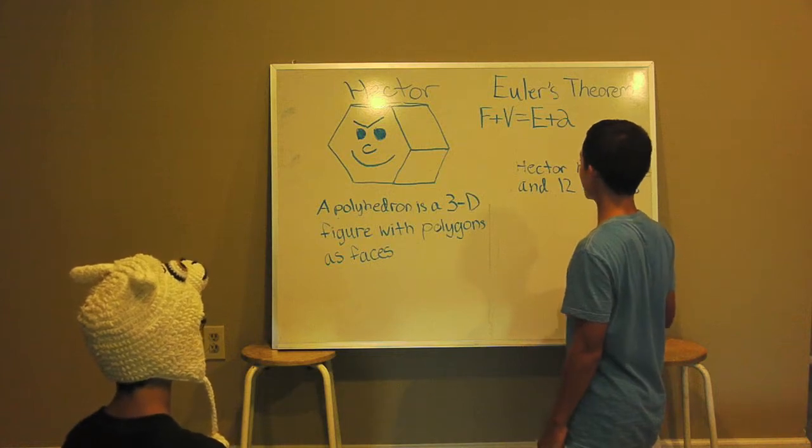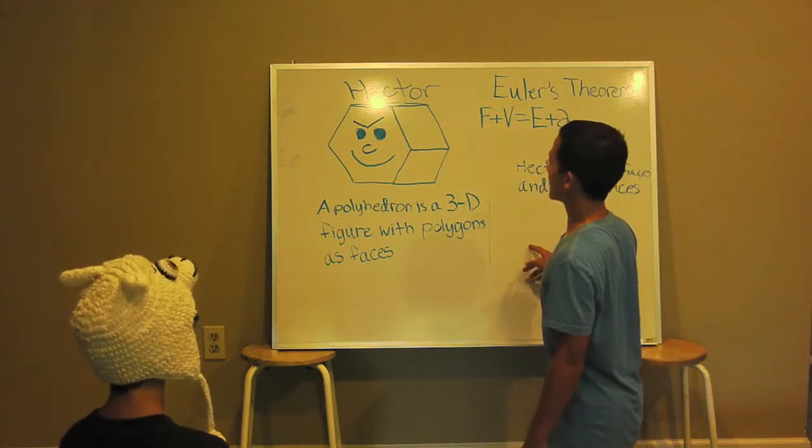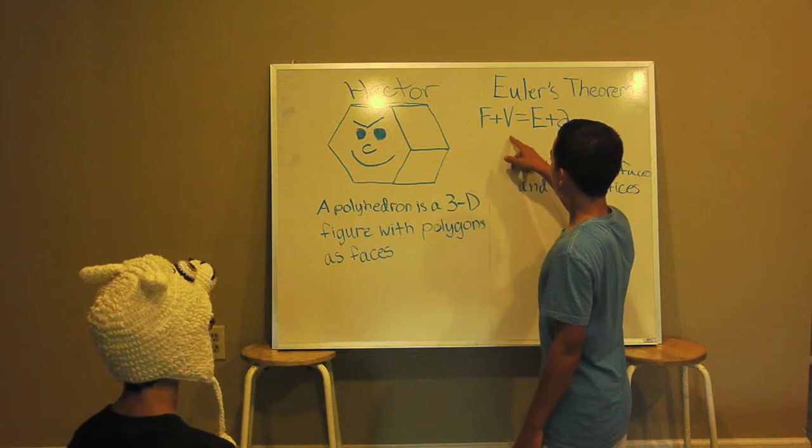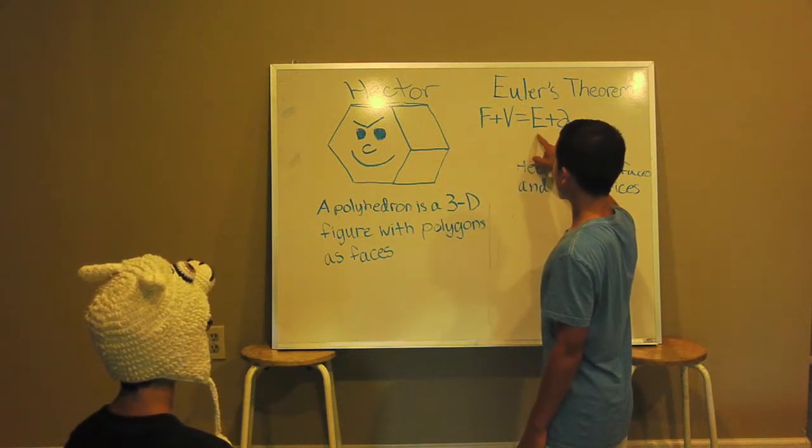This is Euler's theorem. Euler's theorem is that in a polyhedron, the number of faces plus the number of vertices equals the number of edges plus 2.